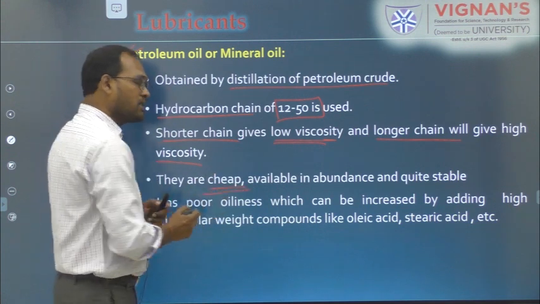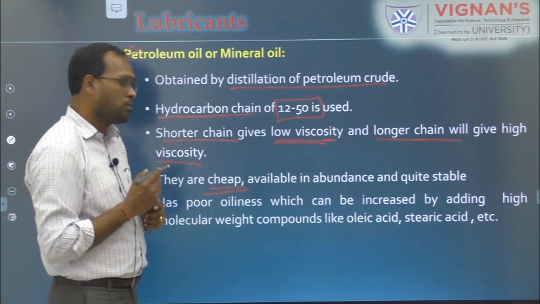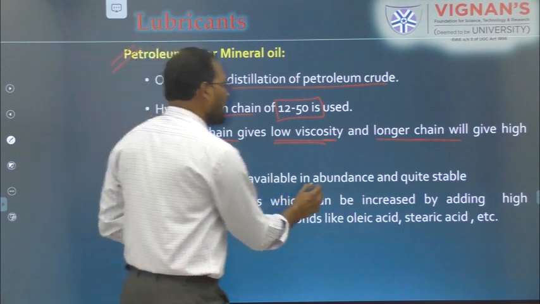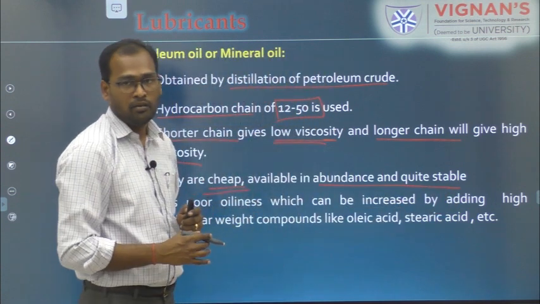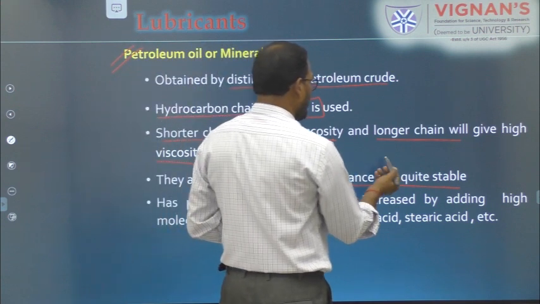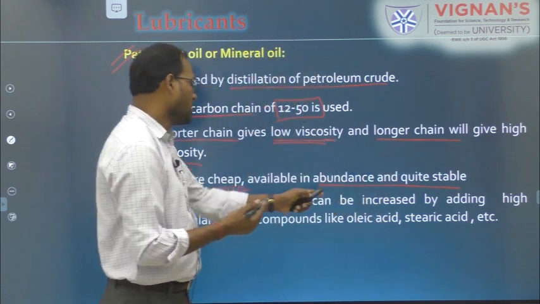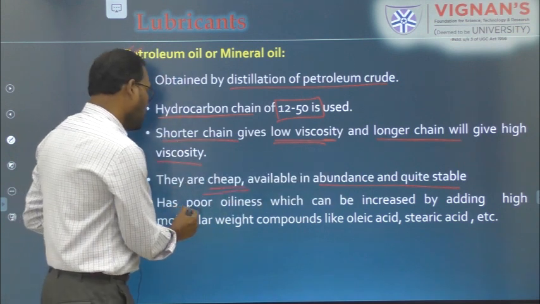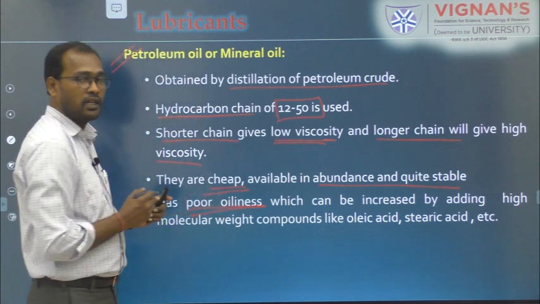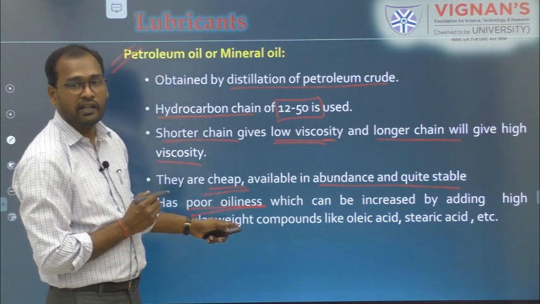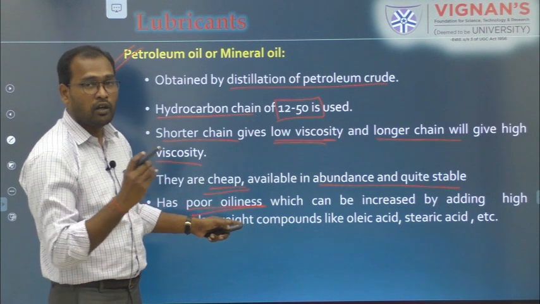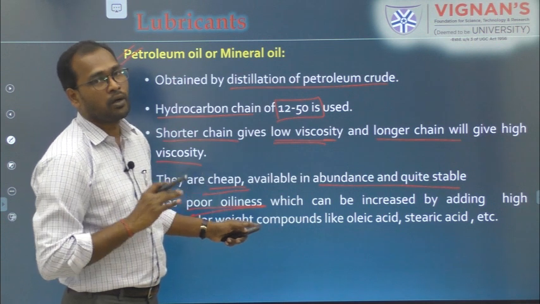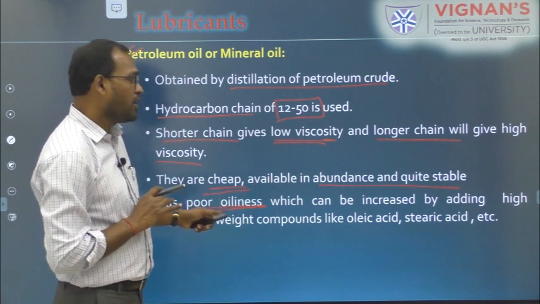And the other advantage compared to animal and vegetable oil is that this material is comparatively very cheap, right, and it is available in abundance and quite stable, though it is now becoming extinct. So for the time being it is abundant and quite stable, but it has got poor oiliness, right. So here is the advantage, here is the disadvantage. The oiliness is very poor. That means it will not stick onto the metal surface that often. If it is not sticking, the lubrication property will not be there, right. So it has got very poor oiliness.